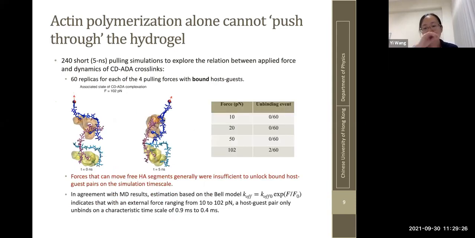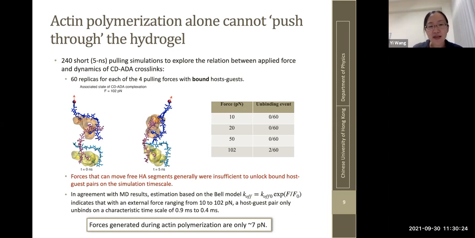Sorry, so going back. You can actually qualitatively evaluate the MD result using the so-called Bell model. The Bell model basically says that if you have a base K off, which is K off naught, and you have a rupture force F naught that you can measure from AFM, now you apply an external force, then your new K off is related to the base K off via this relation, an exponential factor. If we plug in all of these parameters, we get an estimation that it would take roughly on the order of 0.9 to 0.4 milliseconds to break a bound host-guest pair. Naturally, at a 5 nanosecond time scale, you are not to expect a whole lot of unbinding events. All of this we anticipated before we ran the MD simulations.